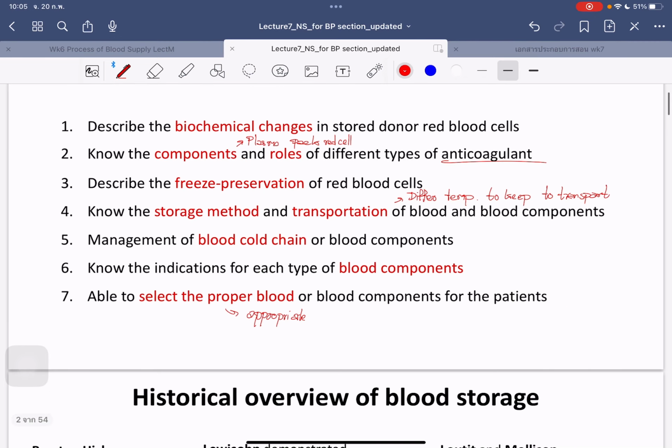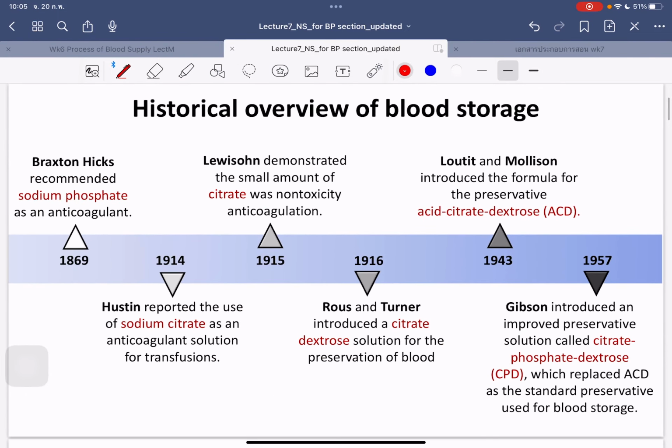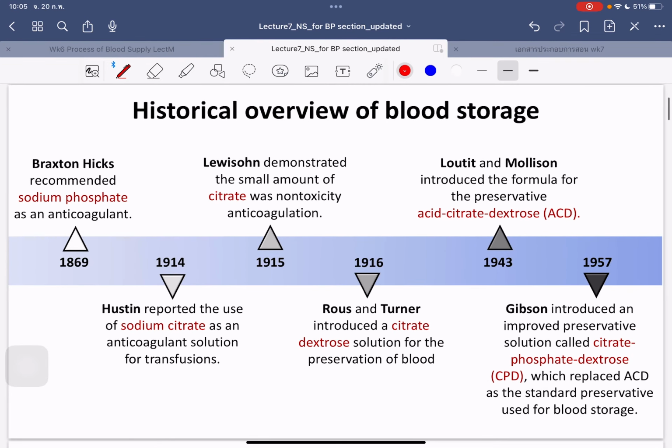If you don't understand, you can raise your hand, okay? So first, because of blood storage, when you draw blood from your blood vessel, it's going to coagulate, it's going to form clots. So you have to add anticoagulant. And the first anticoagulant used in the blood bank is sodium phosphate.